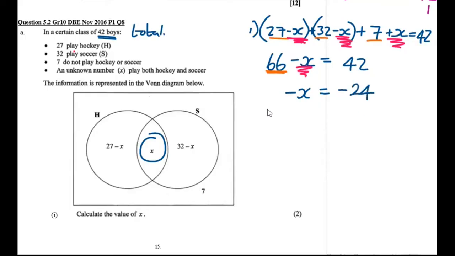Yes, I think. And then we divide by negative 1. Okay. And X is equal to 24. Brilliant. I saw a couple of you guys doing it with us and going through.